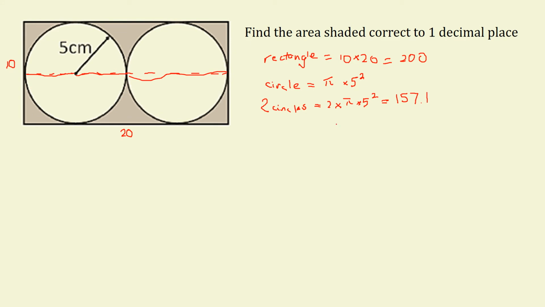And then to get the area that was left, the shaded bit, I just need to take them away. So if I just subtract those two numbers, that will tell me the area that I'm left with. So 200 minus the 157.1, you're probably ahead of me anyway, it's 42.9. So 42.9 square centimeters was the shaded bit. All right, work out the whole thing, the rectangle, then take away the two circles.